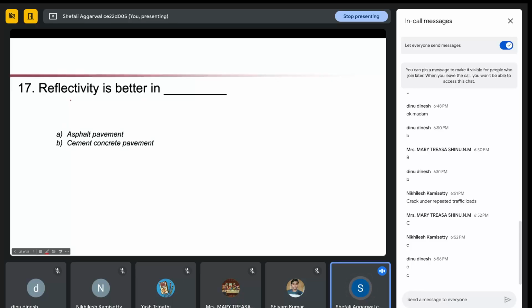So is reflectivity better in asphalt pavement or concrete pavement? Which type of pavement is more reflective, mainly at night, if you have experienced it? Cement concrete pavement is more reflective as compared to asphalt pavement, because in asphalt pavement you can see aggregates and bitumen at the top surface itself. In cement concrete pavement it will be like a plain surface, so it will have more reflectivity as compared to asphalt pavement. Okay.